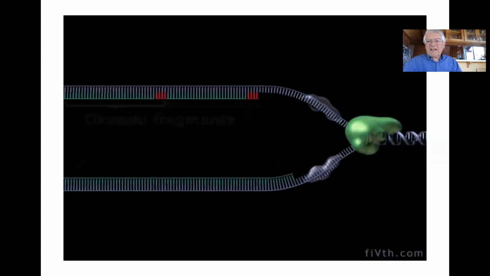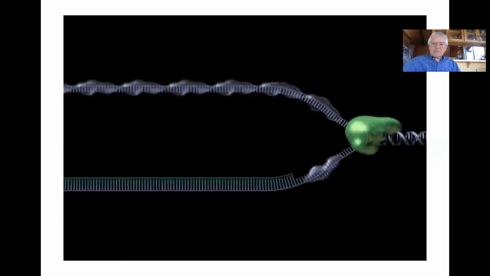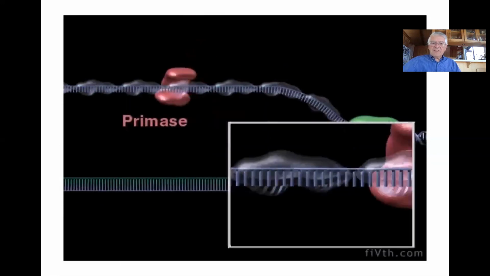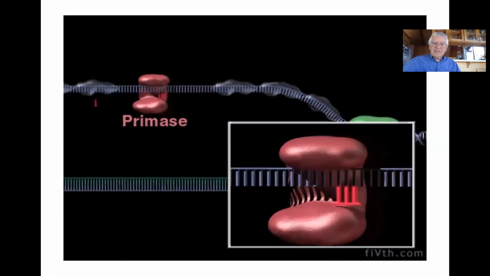And they're called Okazaki fragments, named after the Japanese professor, Professor Okazaki, who first discovered this. Now, the way the cell deals with this is that it removes those RNAs and it fills in the gaps. So here we go. We start out on the lagging strand.